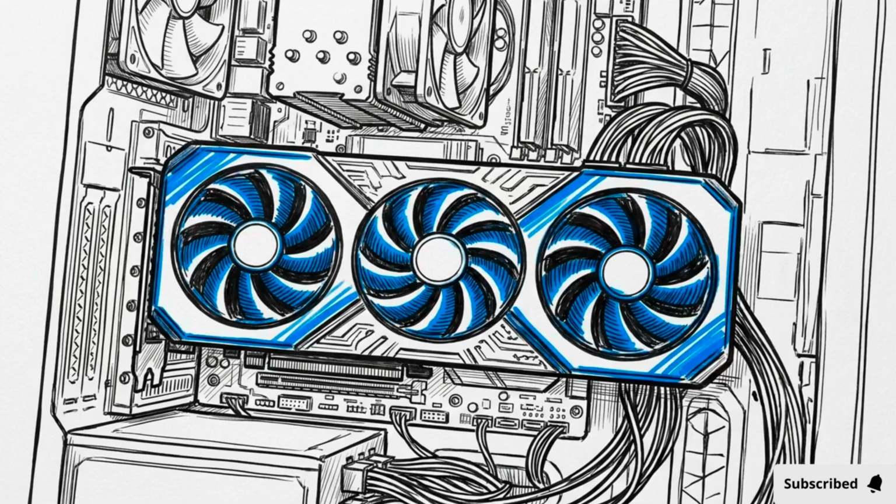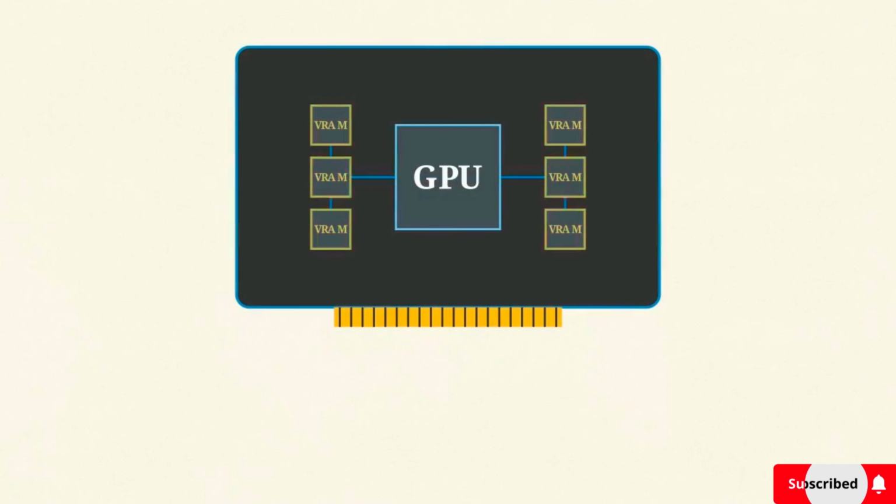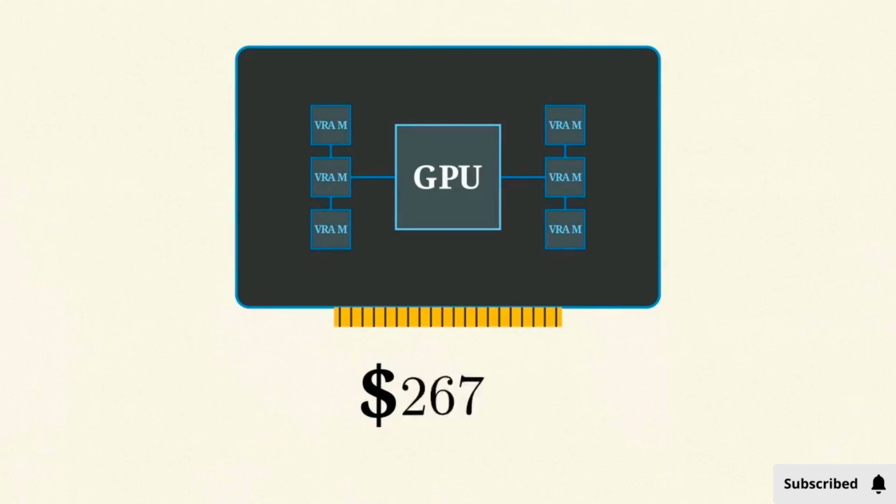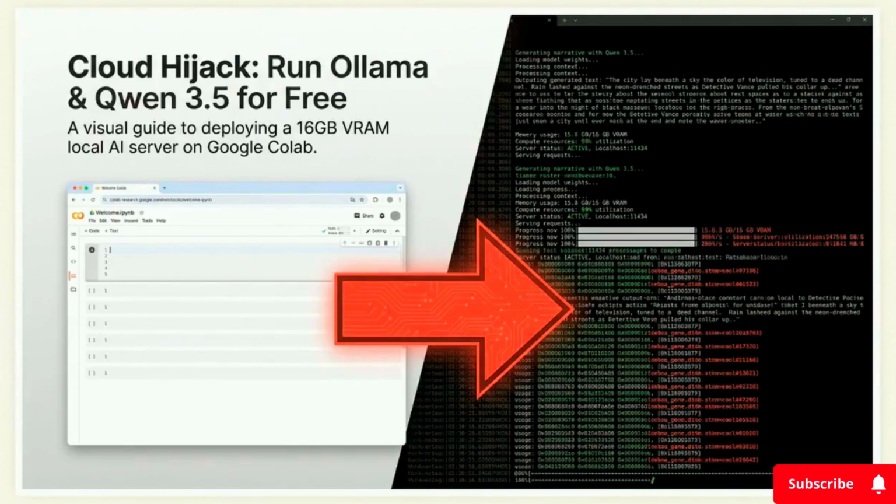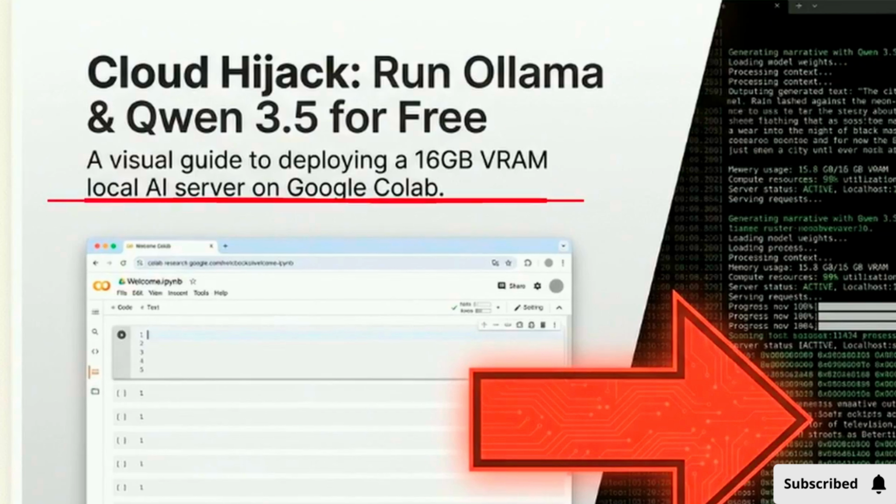Running powerful AI models locally usually hits an immediate roadblock: the hardware. You need a graphics card with massive VRAM, and those can easily cost well over $1,000. But there is a workaround. As this slide demonstrates, you can bypass that cost entirely and hijack a 16GB VRAM AI server for free, using nothing but a standard Google account.